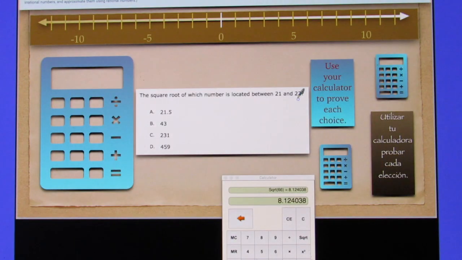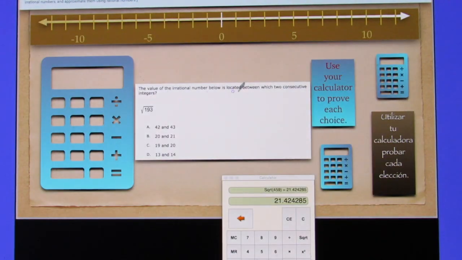Square root of which number is between 21 and 22? I'm going to guess. I'm going to guess that it's 231. Let's find out. 15 point, no, that's not big enough. How about 459? Let's make sure. Let's prove this. 21.4. Between 21 and 22. Nothing to it. Just a couple clicks on a calculator.